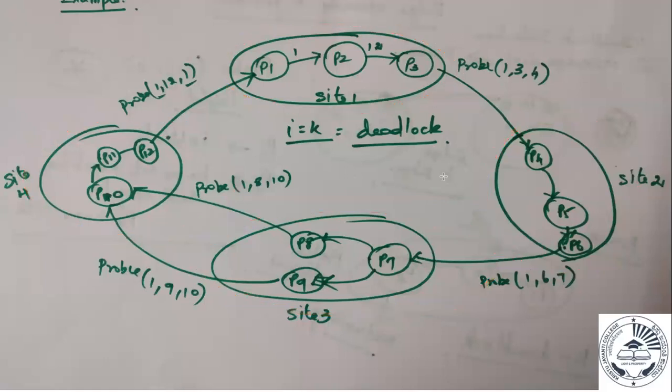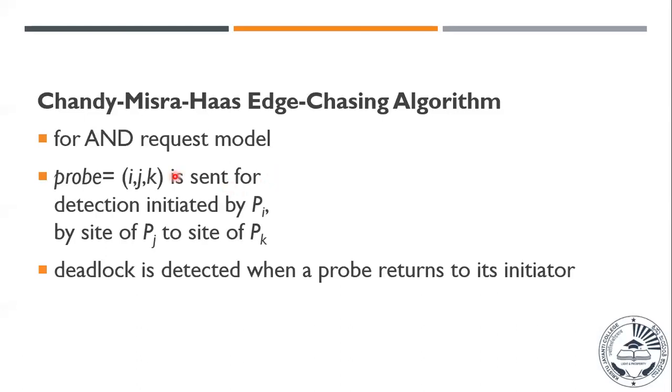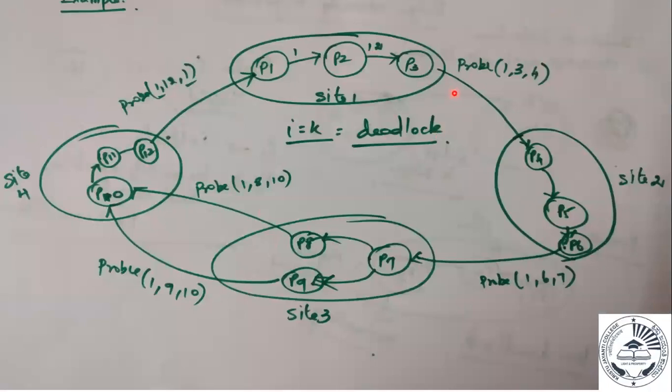Do you remember the probe which I told? The probe is nothing but (I, J, K). What is (I, J, K)? I is the initiator, the process Pi, J is within the site, and Pk is the next node. So come back to this. What is the probe here? I is the first process, P1, initiating the deadlock detection. Are you getting my point? P1 is the number one process who is probing this.